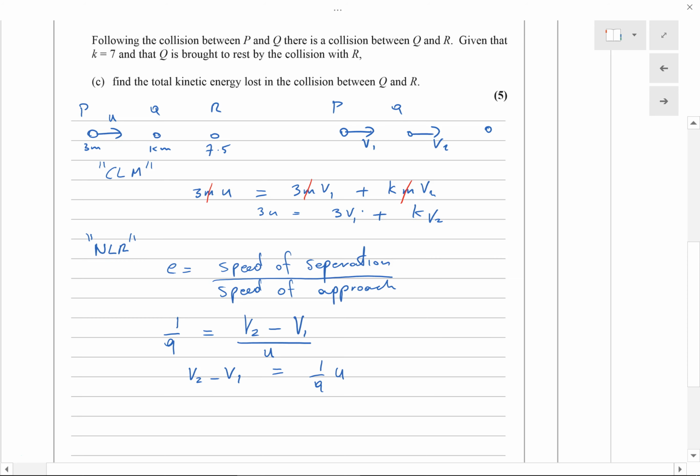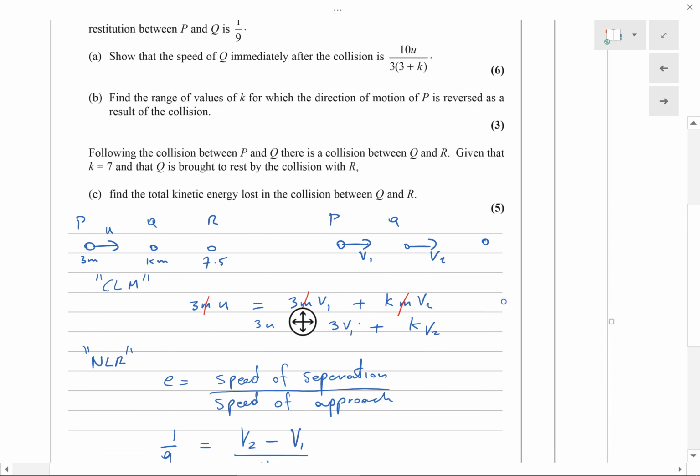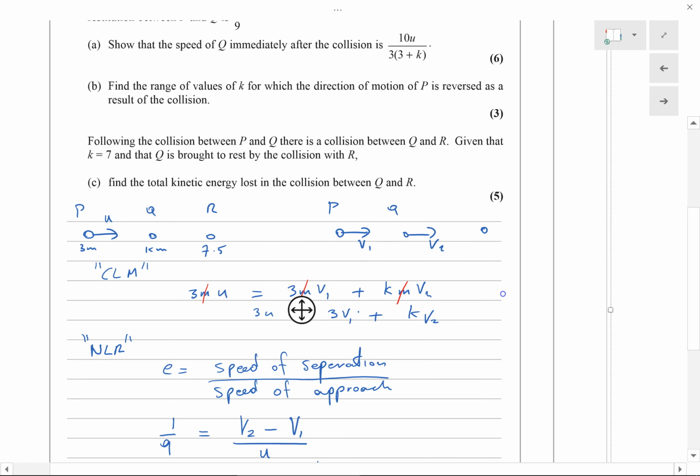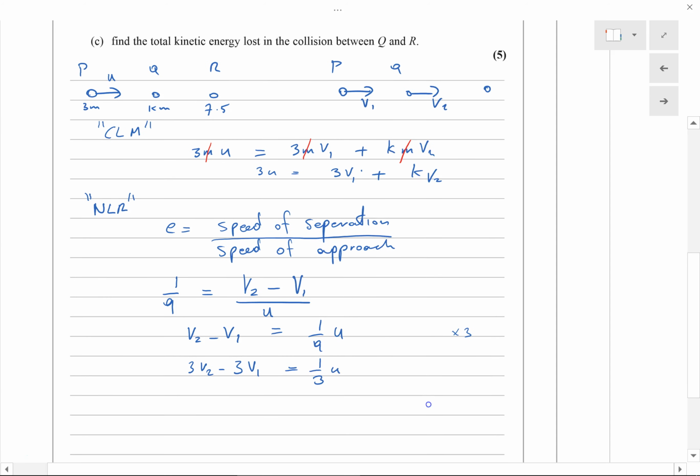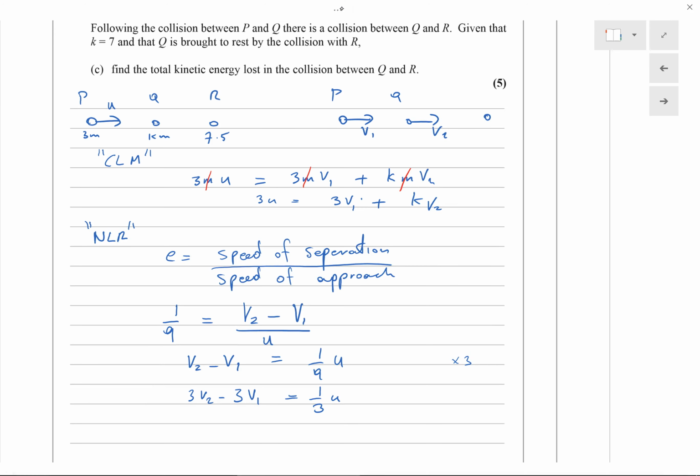So we've got our two equations here. Now let's see what we're being asked for first of all. Show that the speed of Q, that's V2, is what we're after first of all. So we basically want to substitute for V1 or add V1. If I times this by 3, I'm going to get 3V2 minus 3V1 is equal to 1/3 of U. So I'm going to GCSE style number these, that's number 1, that's number 2. So I'm going to add 1 and 2.